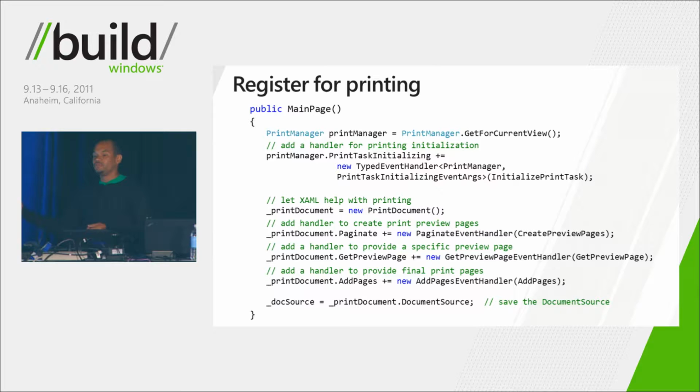So if you see here, this step is registering for printing, which is the first of 5 steps. And the other 4 steps, which is initialization, pagination, providing a preview page, and providing the final print pages, are all handled by event callbacks that you register when you register for printing.